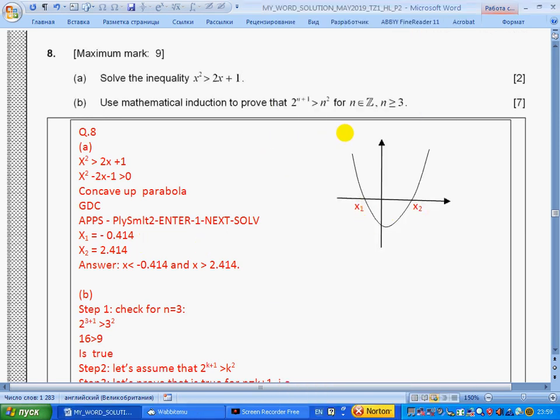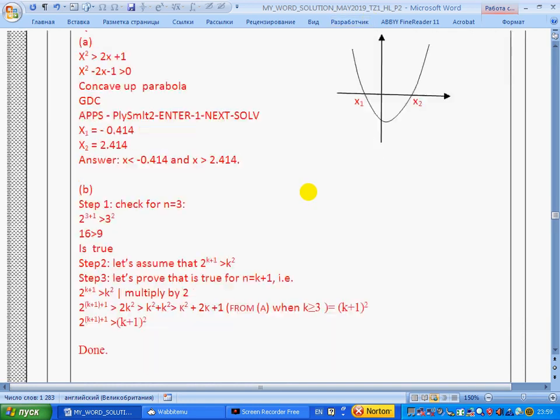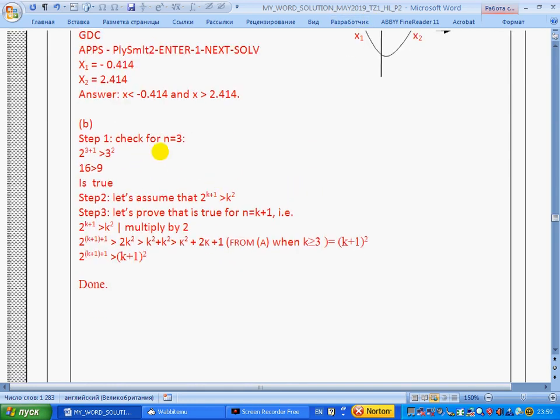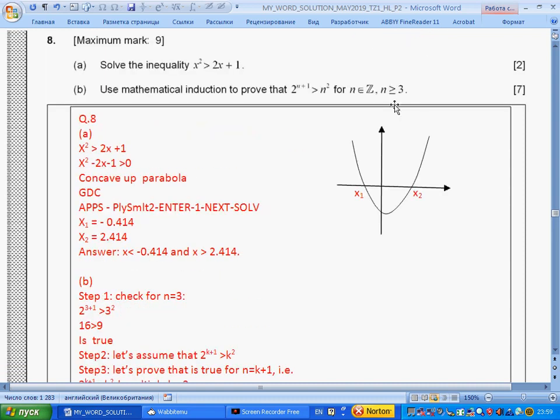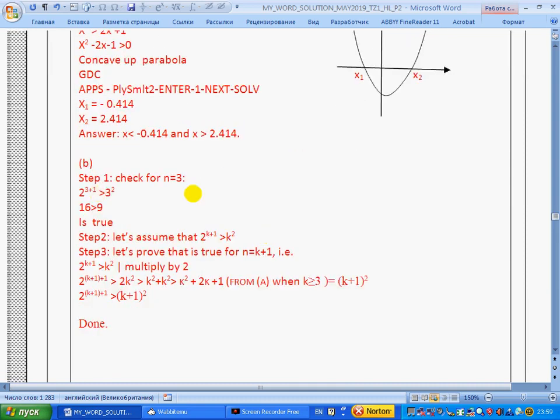So for the function to be positive, x1 should be less than this value, and x2 should be more than this value. Use mathematical induction to prove that 2 to the n is more than n squared. Okay. Step 1, check for n equals 3. So they give us n more or equal to 3. So it is true. Step 2, let's assume that it is true for k. Let's prove that it is true for n equals k plus 1.